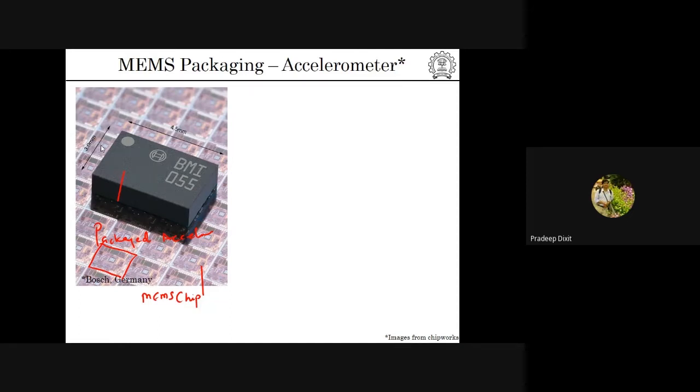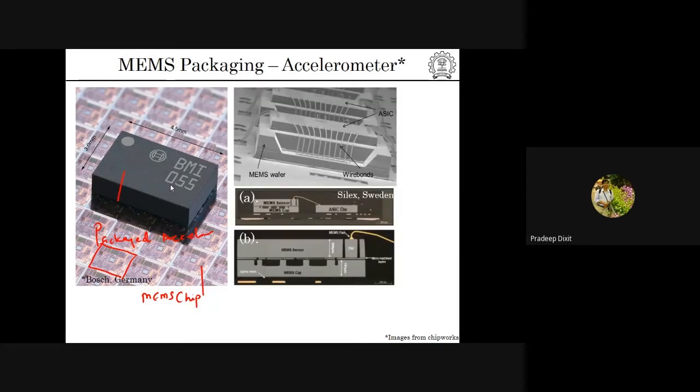Now if you look at the cross section of this chip, it looks something like this. What you are looking at here, you can see, this is the boundary.